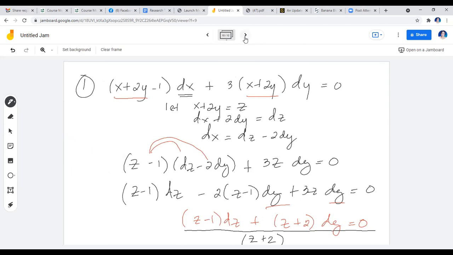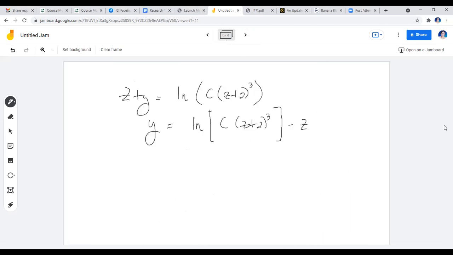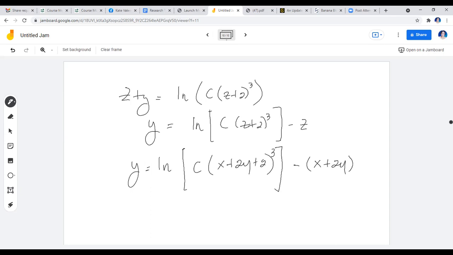So z is x plus 2y. So you're going to change all the z here in your answer to x plus 2y. So y is equal to ln of c times (x plus 2y plus 2) cubed. The z was replaced by x plus 2y, minus the quantity x plus 2y. Okay. In here, you could see, class, that it's difficult to write your solution explicitly in terms of y because the argument of your ln here has also a y variable. So the best that we could do is simplify only.